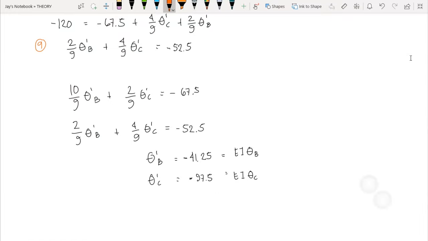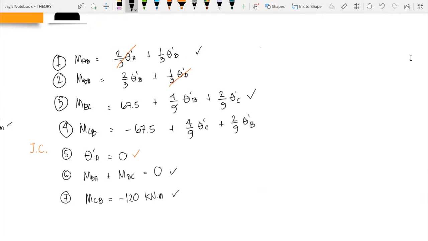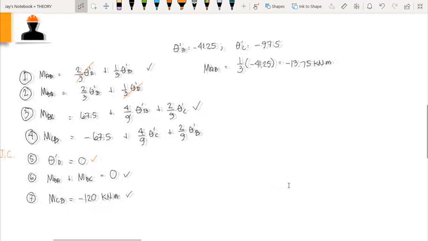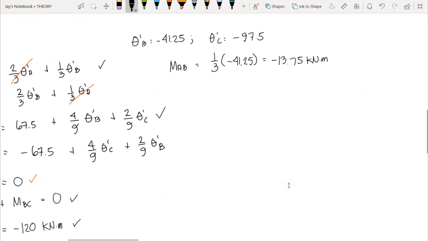Now, this has a unit of kilonewton meter squared, and theta C as well, we have the unit of kilonewton meter squared. Since we now have these two values, we can compute the end member moments. For MAB, we have 1/3 theta prime B. Our theta prime B here has a value of negative 41.25, and that would give us negative 13.75 kilonewton meters. Since we have a negative answer for MAB, the rotation is 13.75 kilonewton meter in the clockwise direction.